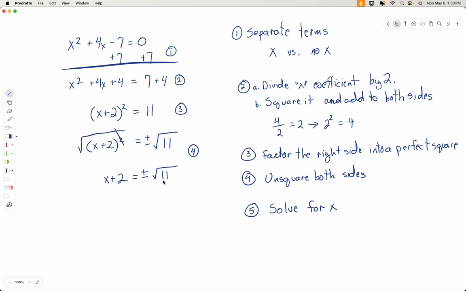Now we solve for x. This is the final step, step 5. All we have to do to get x by itself is take this 2 away. Because we have x plus 2, we just need to get x. So we got to take the 2 off. If we do it to this side, because it's an equation, we have to do it to this side. So these would cancel. X is equal to negative 2 plus or minus the square root of 11. And that's your answer. This is as far as you have to go.